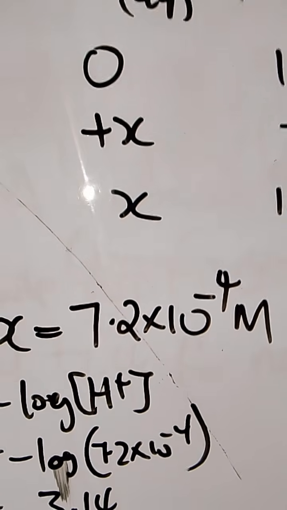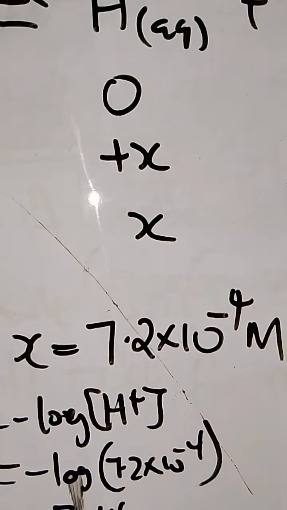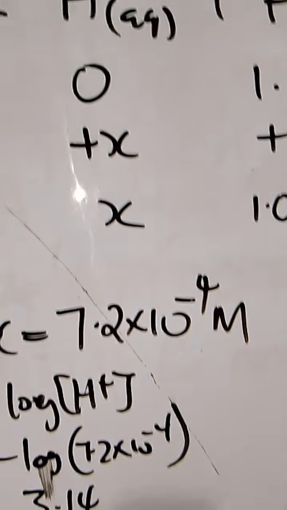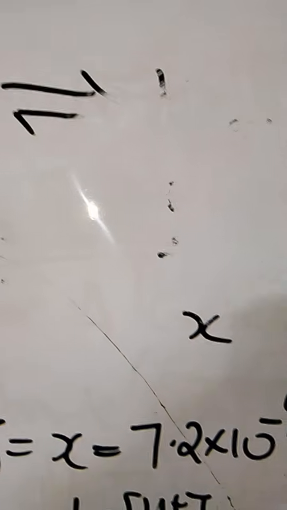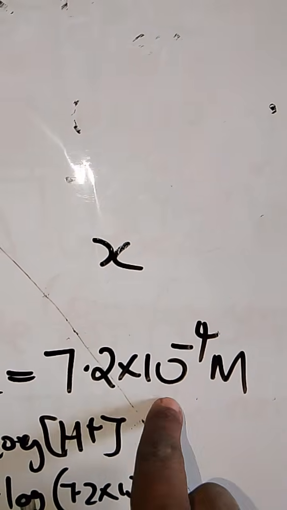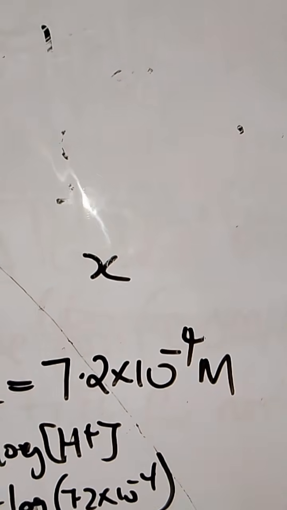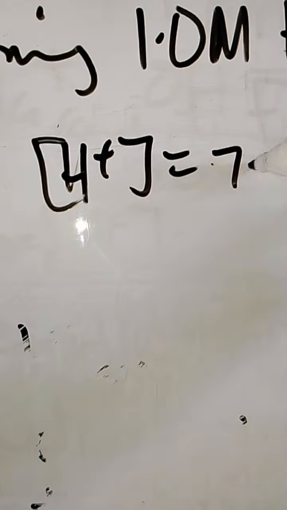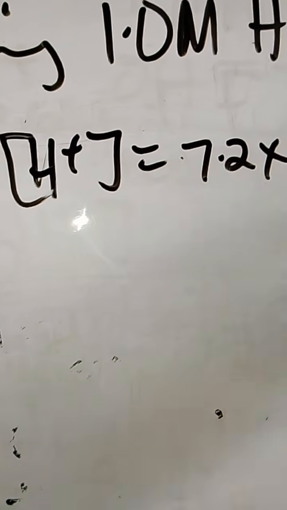So we have calculated the concentration of hydrogen. Now what we need is the percent dissociation. Let's calculate the percent dissociation. We keep in mind the concentration of hydrogen because we shall use it, so we'll write it here: concentration of hydrogen 7.2 times 10 to the power negative 4 molar.